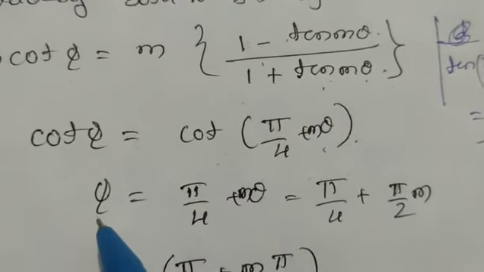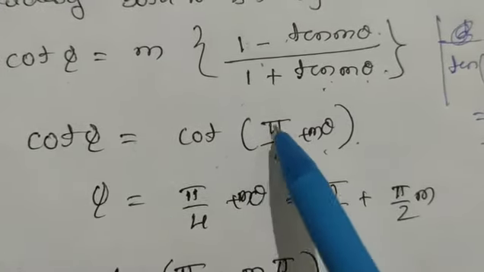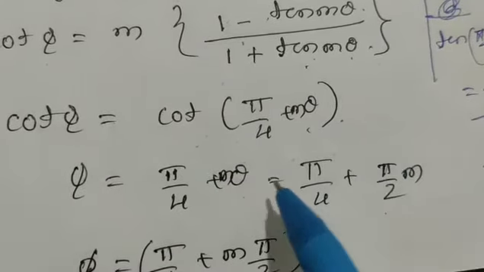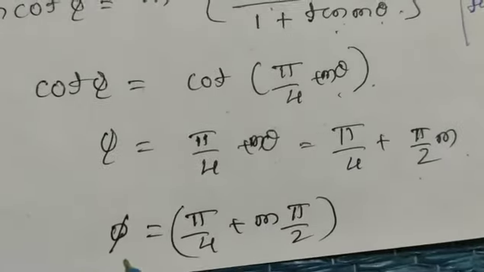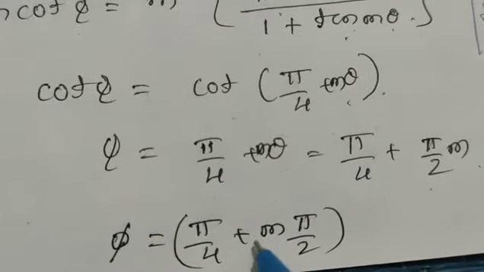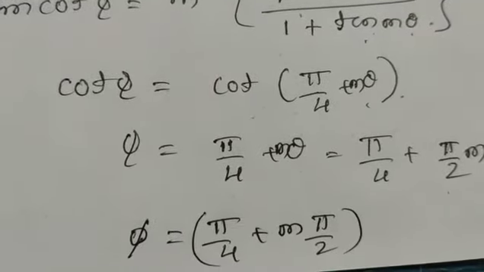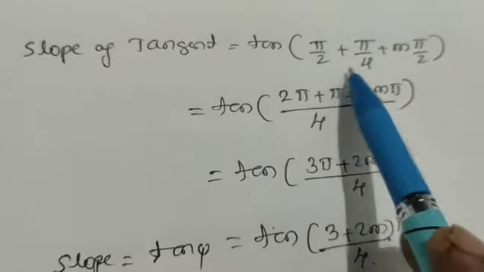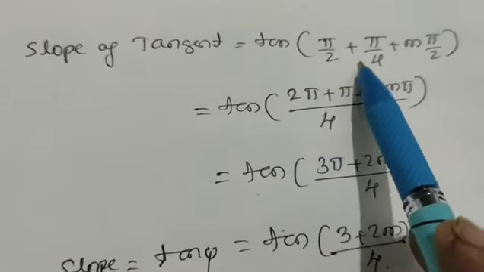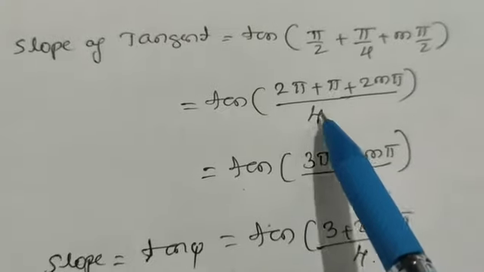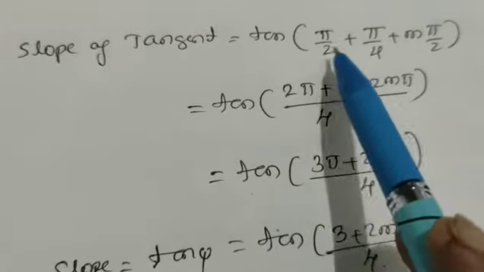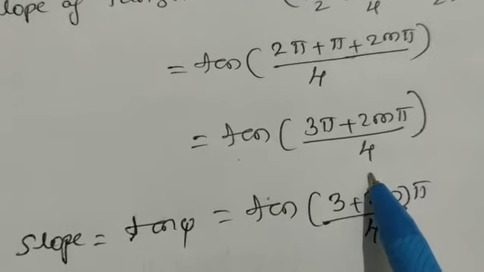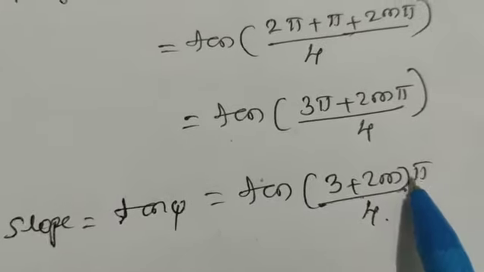So what does this imply here? This implies phi is equal to pi by 4 plus m theta. That is, pi by 4 plus m into pi by 2, with theta as pi by 2 and m as it is. So phi is equal to pi by 4 plus m into pi by 2. Here, substituting in equation 2, the slope of tangent is m theta plus phi. Theta is 90 degrees, and phi is pi by 4 plus m pi by 2. Take the LCM, and 4 is the LCM. Cross multiply: 2 pi plus pi plus 2m pi. This is 3 pi plus 2m pi divided by 4. Take pi common. This is (3 plus 2m) by 4 into pi.